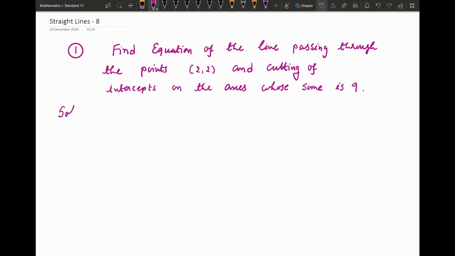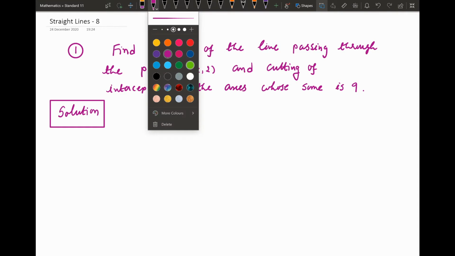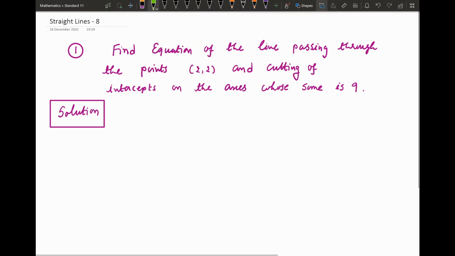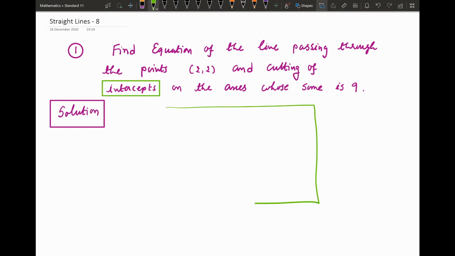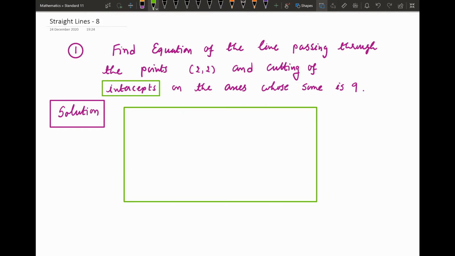Now let us discuss solution. First we discuss method how to solve the problem. Say we have given intercept. Find the equation of line passing through the points 2, 2 and cutting off intercept on the axis whose sum is 9. So naturally whenever intercepts are given, we have to use intercept form of the line x by a plus y by b equal to 1.